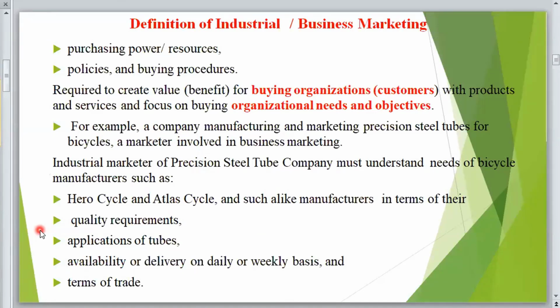Is there anyone who is familiar with FOB, shipping point, FOB, destination?